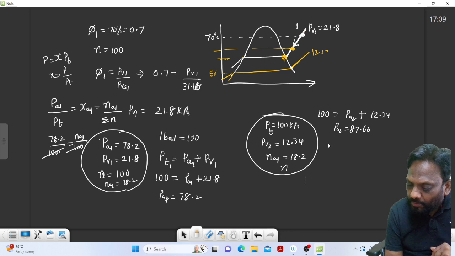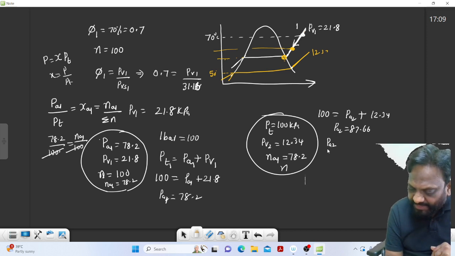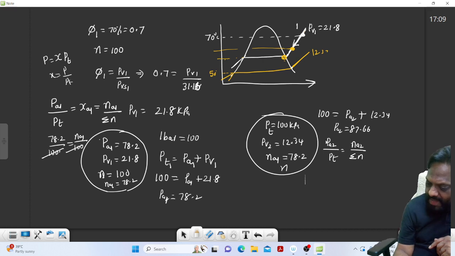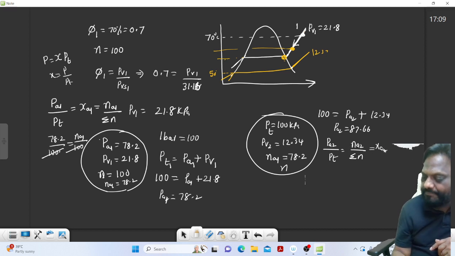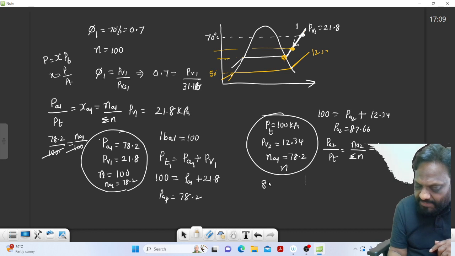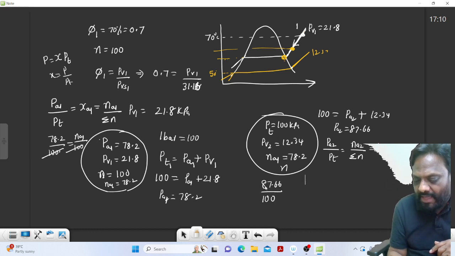So therefore, look, the partial pressure of dry air by total pressure is equal to the mole fraction of dry air. This is the equation of mole fraction, I am telling you again: the partial pressure of dry air by total pressure will be equal to the mole fraction. But what is mole fraction? Number of moles of dry air by total moles. This is the mole fraction of dry air. Okay, P_A2 is 87.66 and the total pressure is not changing, it was given as 100.